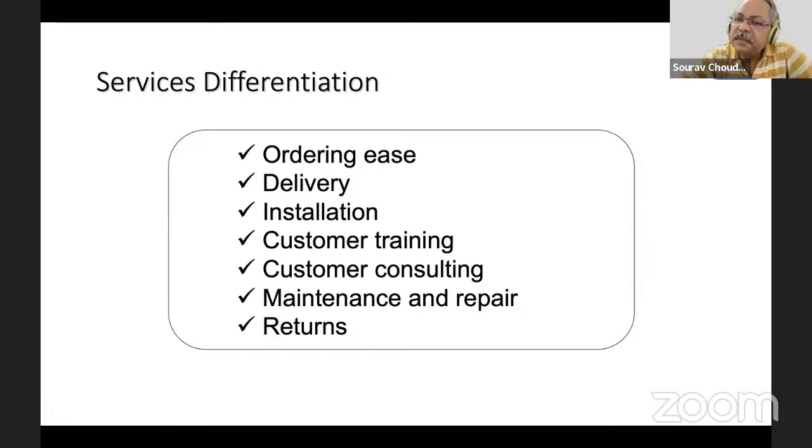Maintenance and repair. Okay, particularly when you are with service organizations, you are working with service. You need service differentiation. The quality of maintenance, quality of repair also makes a lot of difference. Okay? When you want to buy a car, the first thing that you ask is, how good is the service?